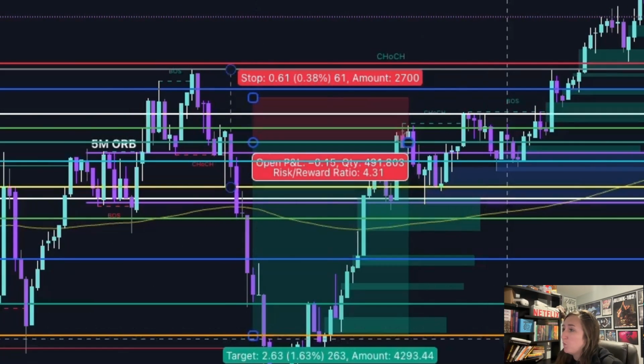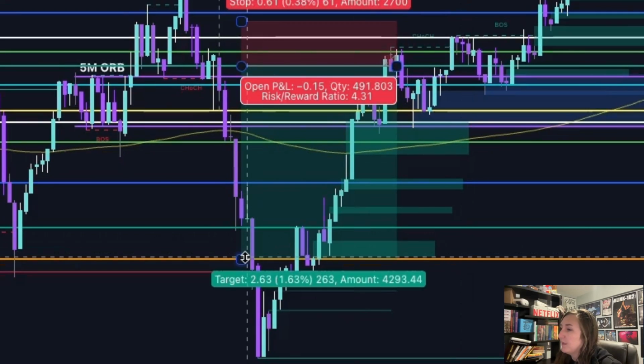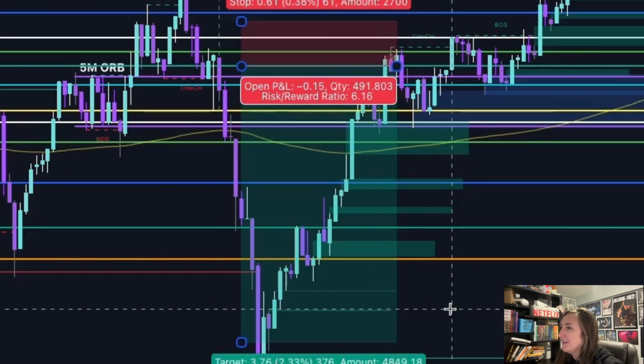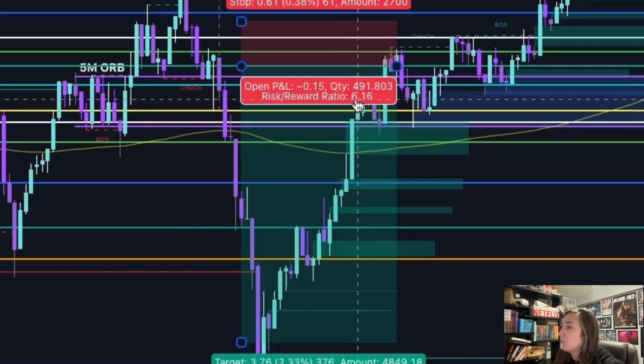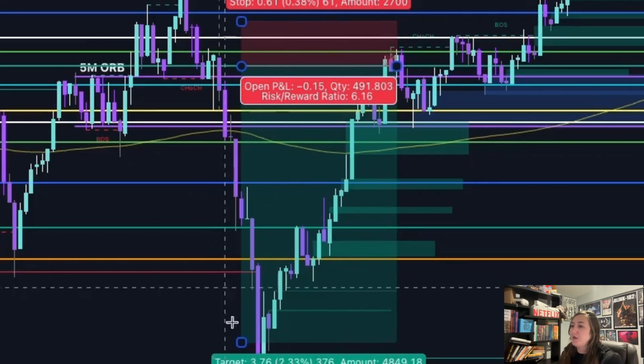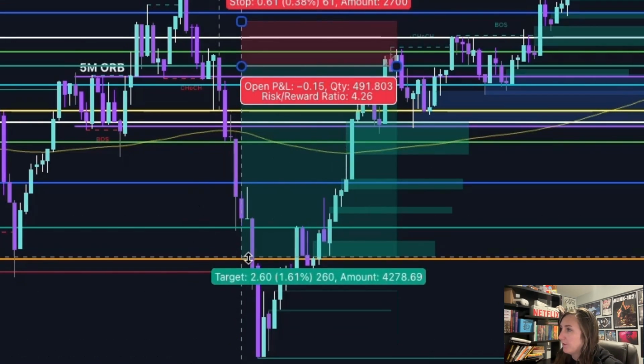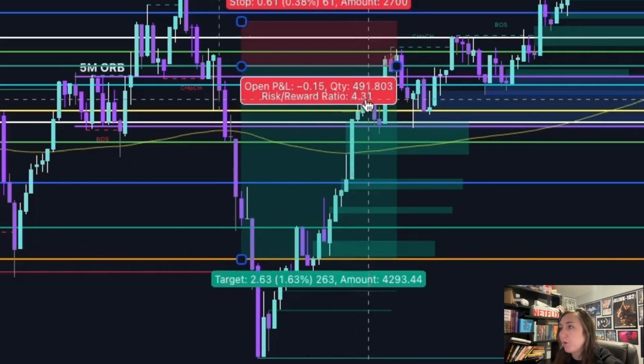And let's say we held it all the way to the bottom. If you have the patience, you're looking at a 6 risk reward ratio, meaning you put in $100, you can get $600 out of this trade. Granted, you have to have the patience to hold that trade. You're probably looking to get out at these fib lines, so probably a 4 risk reward.